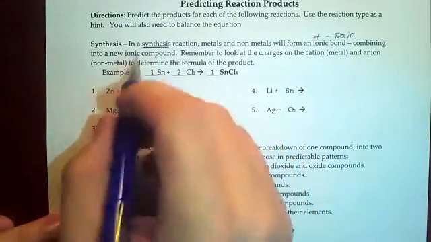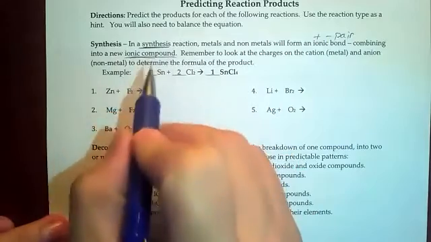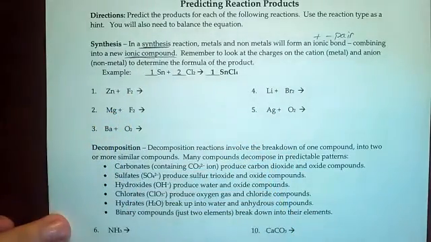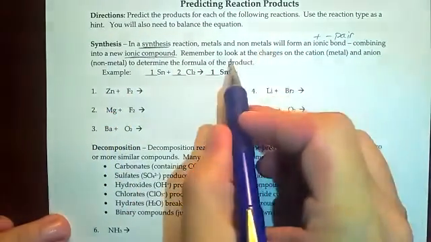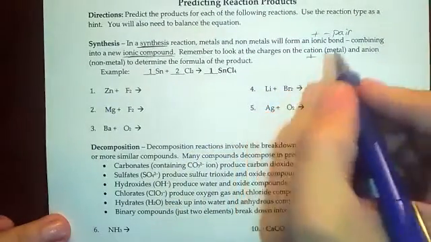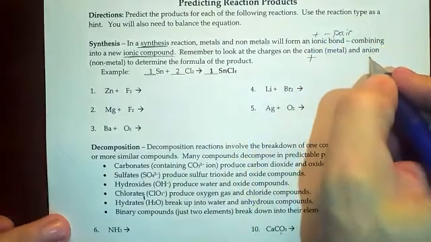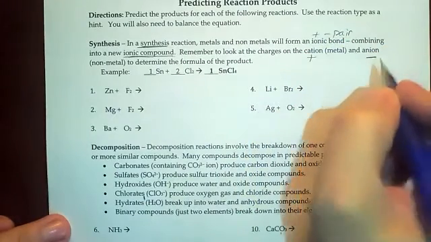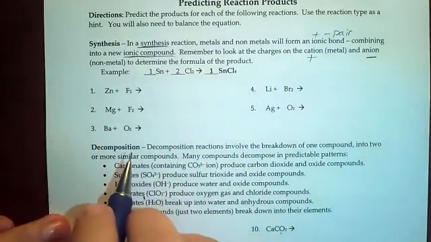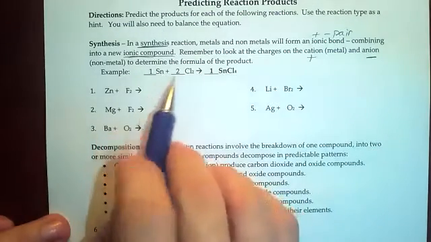What I mean by this is we're going to have to make the charges add to 0, which is a thing we already even had a quiz on. So remember to look at the charges on the cation, and that is the positive thing, and the anion, and that is the negative thing, to determine the formula of the product.